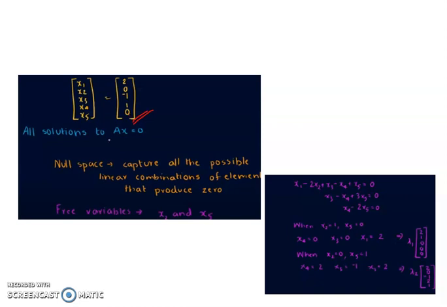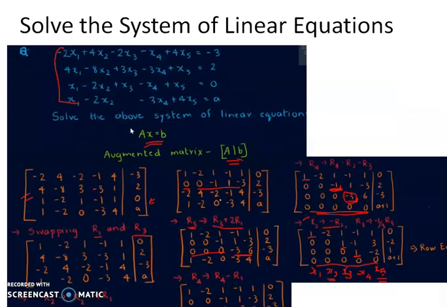Now the second step is you need to find all solutions to Ax equal to 0. For that we are making use of a concept, that is the null space concept, in which it captures all the possible linear combinations of the elements that produce the value 0. So here we need to identify the free variables. As we have seen in the previous matrix, the free variables are x2 and x5. These are the free variables.